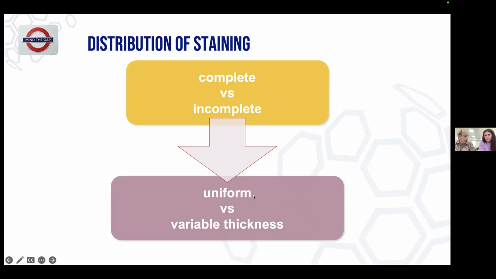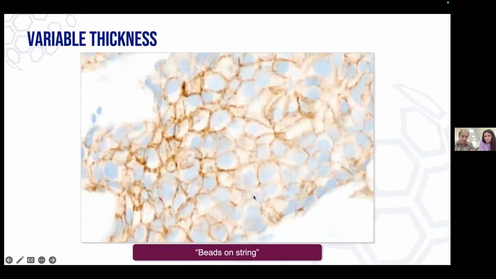But the uniformity of staining gave us a warning, because it's difficult to achieve uniformity of staining if there aren't so many molecules on the membrane. So now we have another thing to look at, which is, is it of variable thickness? Because if it's of variable thickness, it's very likely not to be the HER2 positive staining we know. So examples of this discontinuous, but also variable intensity. You see, thick and thin. Thick and thin, not right.